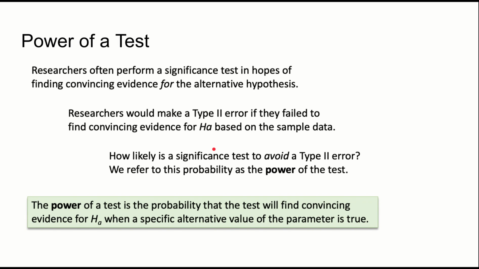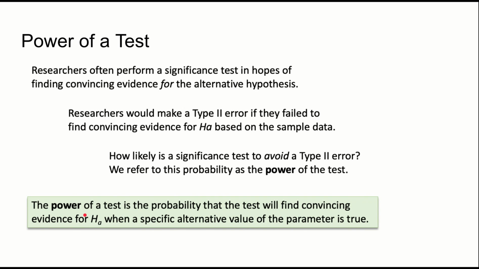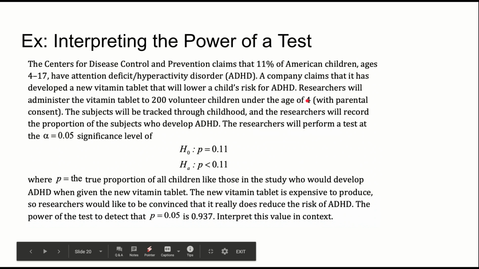All right, the power of a test. Researchers often perform a significance test in hopes of finding convincing evidence for the alternative hypothesis. Researchers make a type 2 error if they fail to find convincing evidence for H alternative based on the sample data. How likely is a significance test to avoid a type 2 error? We refer to this probability as the power of the test. Down here in green, the power of a test is the probability that the test will find convincing evidence for H alternative when a specific alternative value of the parameter is true. All right, let's read this example and then we will move on.